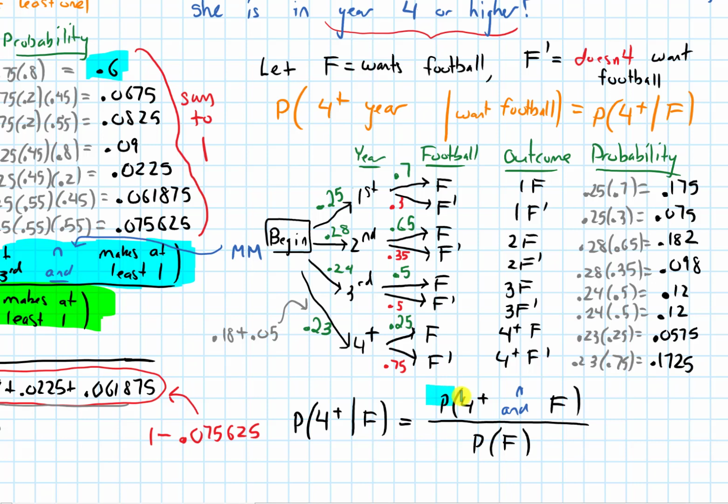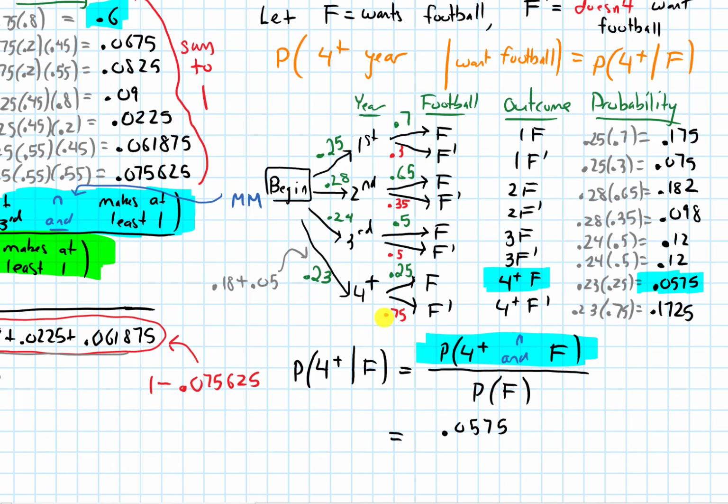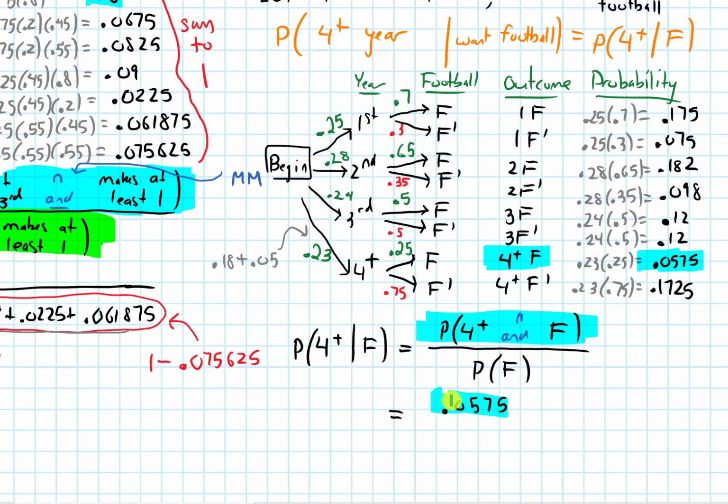Alrighty, so let's highlight the top. What outcomes refer to that in the table? Well, this is it, year 4 plus, and they support a football team. So let's highlight that. And so the numerator is 0.0575. Let's highlight that.